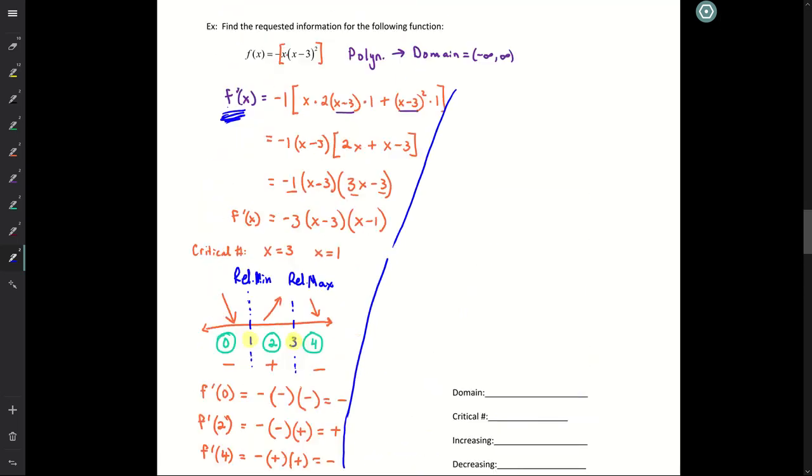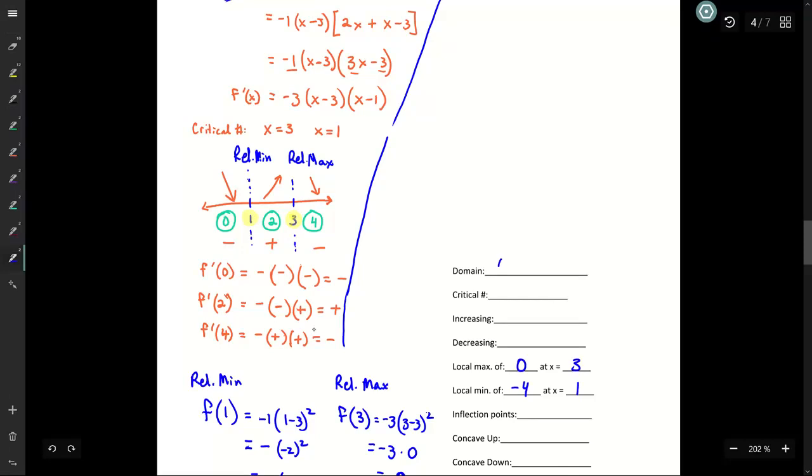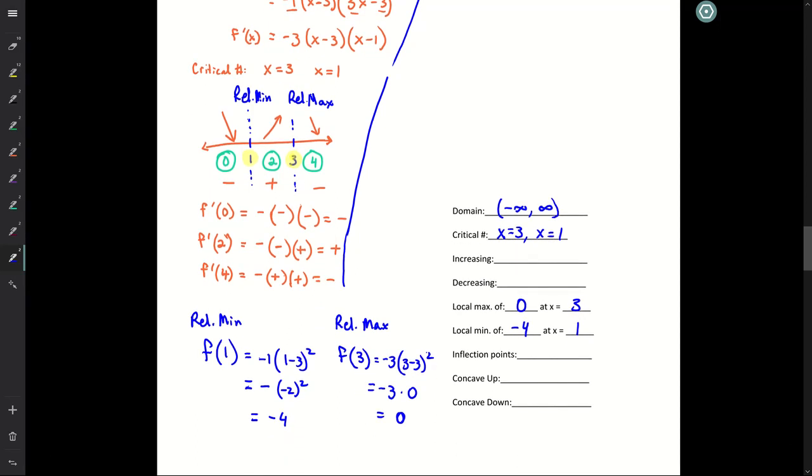All right, from here, we can also go ahead and fill in domain. Domain we said was all real numbers. So negative infinity to infinity. Critical numbers, we said those were x equals 3 and x equals 1. Okay, increasing, decreasing, we can go ahead and do that. It looks like increasing from 1 to 3. Remember, these are open intervals of x. And then decreasing looks like from negative infinity all the way up to 1, and then union, decreasing also from 3 to infinity.